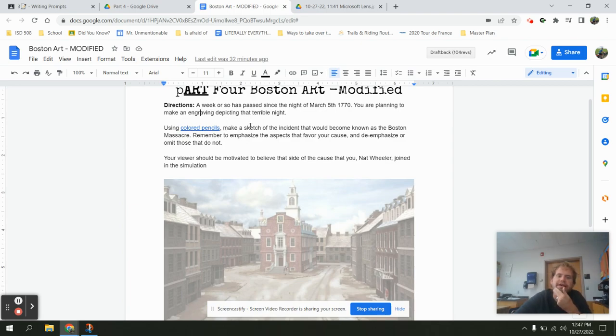Using colored pencils, make a sketch of the incident, and we're talking about the Boston Massacre, as it would become known. Remember to emphasize the aspects that favor your cause and de-emphasize or omit those that do not.